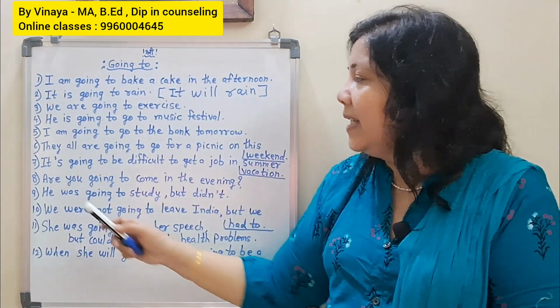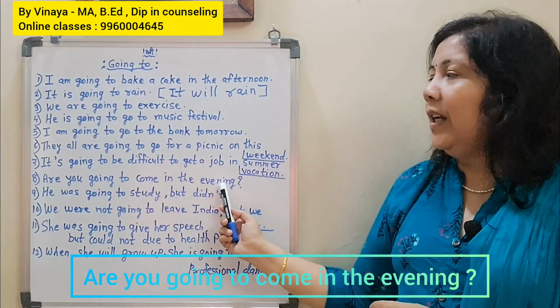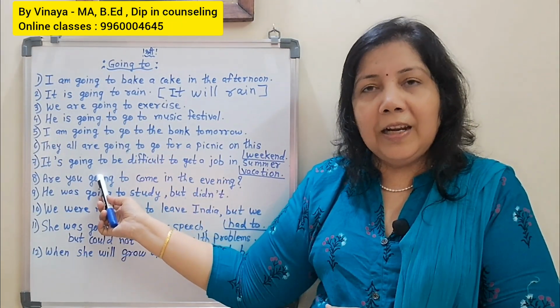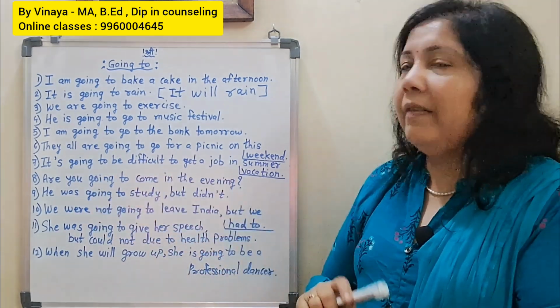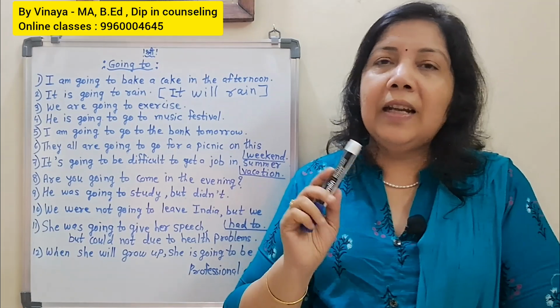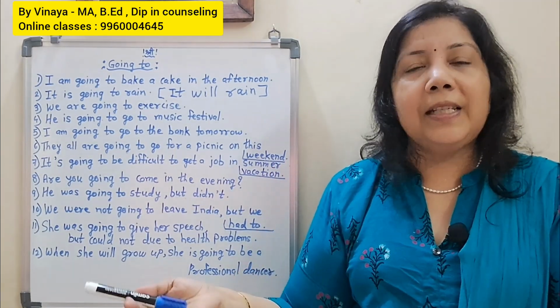Now the next sentence, are you going to come in the evening? These are sentences. One question I have deliberately written over here, how to form a question. Am, is or are. These are the forms of to be in present tense.